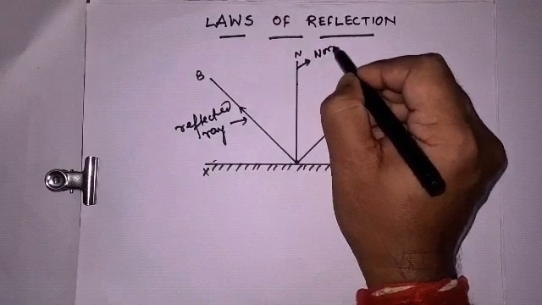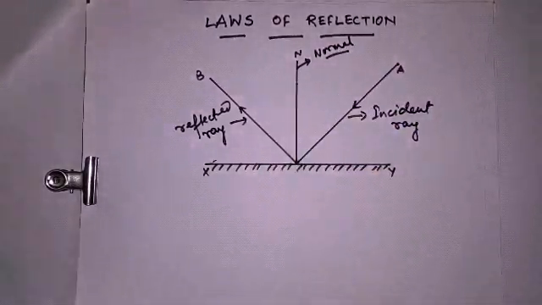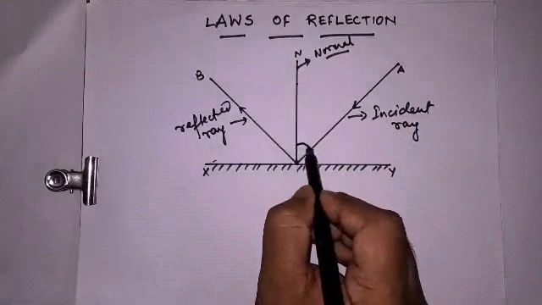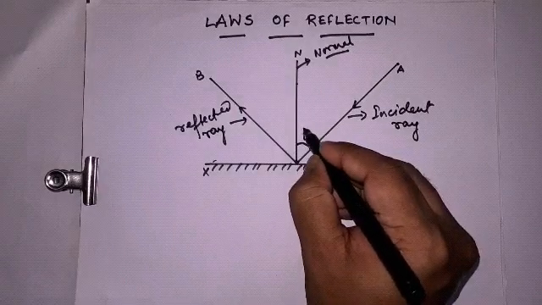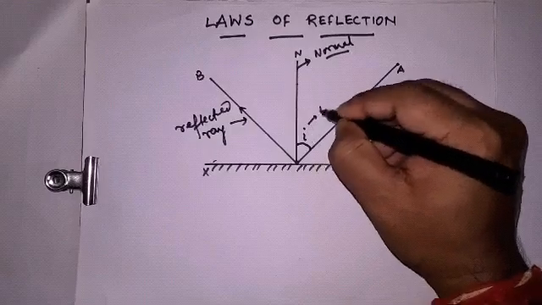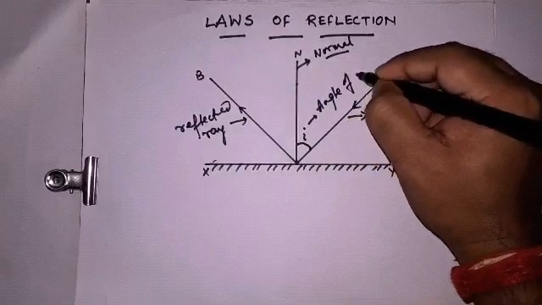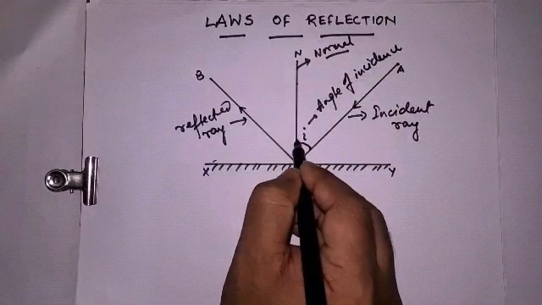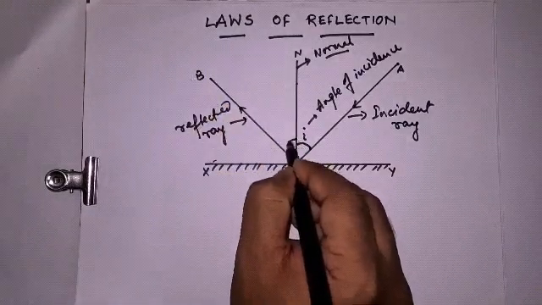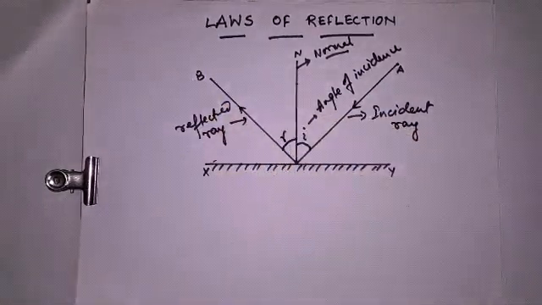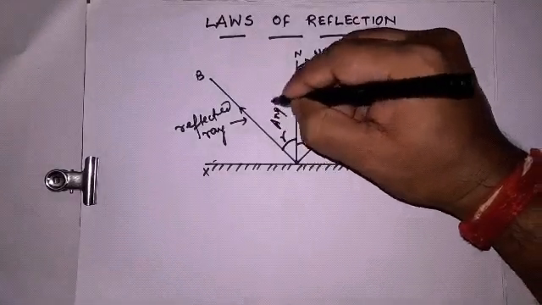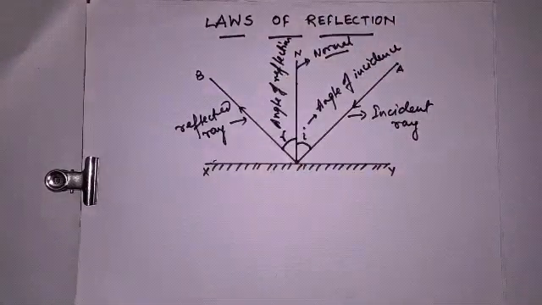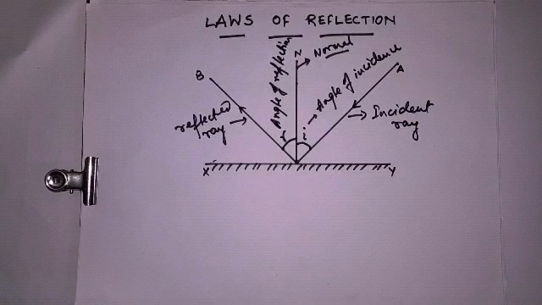Definitely this is my normal. The angle which this incident ray makes with the normal is known as the angle of incidence, and the angle that is made by the reflected ray with the normal is called the angle of reflection. Clear?